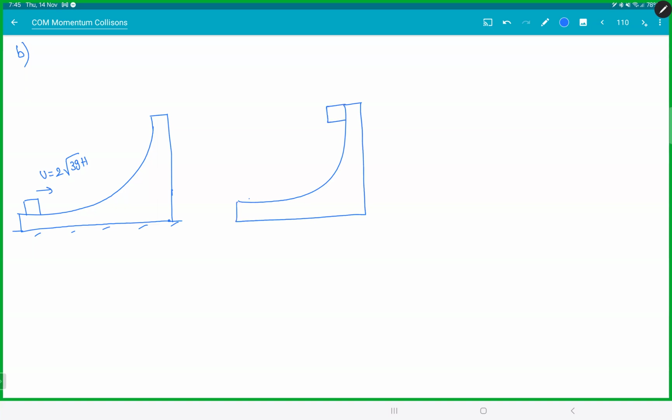Then you will reach this point A. But now you will also have a vertical component. You will have a horizontal component. The wedge also will go with horizontally because the velocity along normal must be same. So now if you try to conserve energy, initial momentum is final momentum.